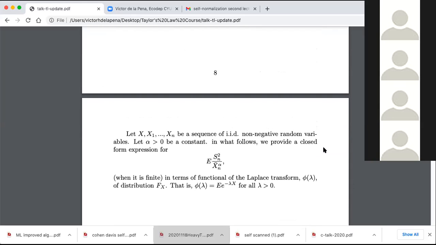Now, I will present the main result. We have a sequence of IID non-negative variables, and alpha bigger than 0 is a constant. In what follows, we provide a closed form expression for the expected value of Sn squared over x bar n to the alpha, when n is finite, in terms of a function of the Laplace transform, phi of lambda, that is to say, the expected value of e to the minus lambda x. Basically, this gives you the expected value of the coefficient of variation when you divide by xn squared.